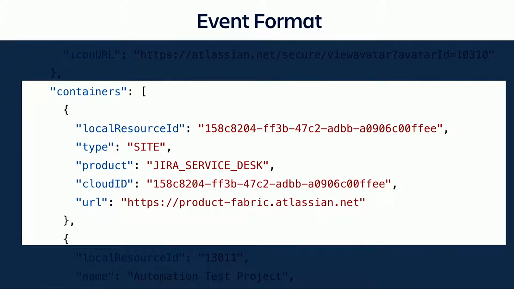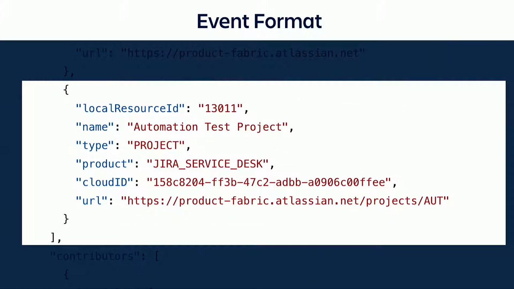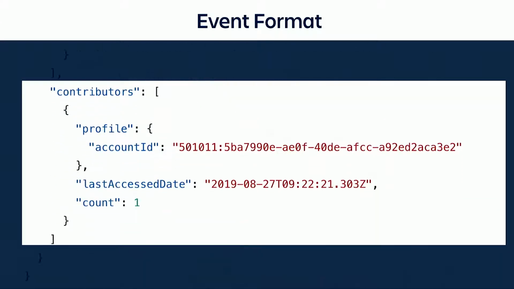Also, we've got containers, which tell us about the hierarchy of the object. The top-level container is always the site, and in this case, it's a product fabric internal instance used by Atlassian. And also, we've got the project in which the issue was created. This is very important because we can use it to filter out events we are not interested in. For example, our automation project may be only enabled in certain projects, and other projects should be left alone. And finally, we've got contributors, and this is just a list of account IDs that ever made any changes to the object.